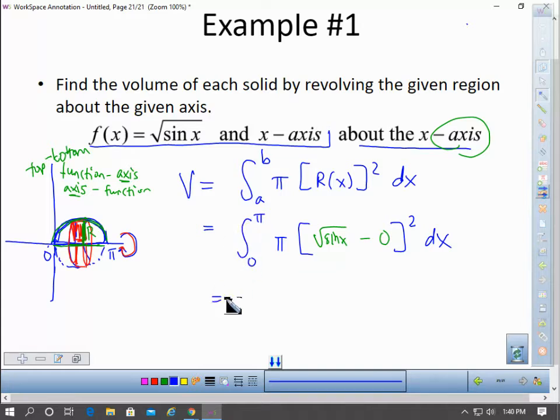All right, so now I'm just going to solve these by hand. We're not going to math 9 them. So I'm going to have 0 to pi. I'm going to simplify this. If I take square root of sine minus 0, that's square root of sine. Then if I square it, I'm just going to get sine.